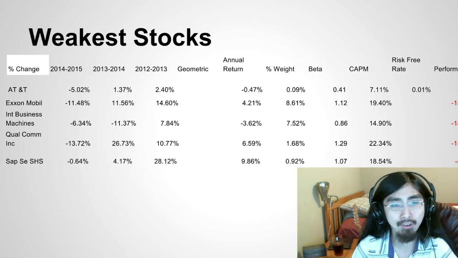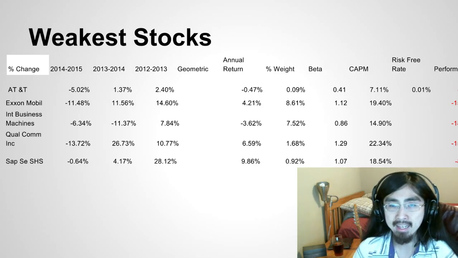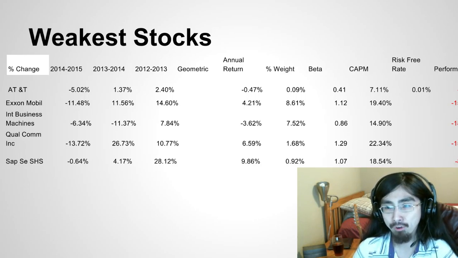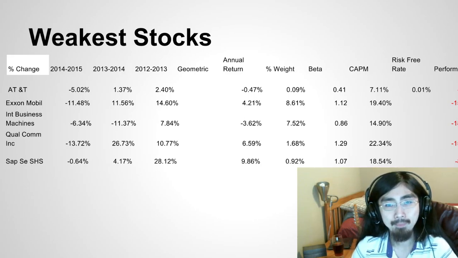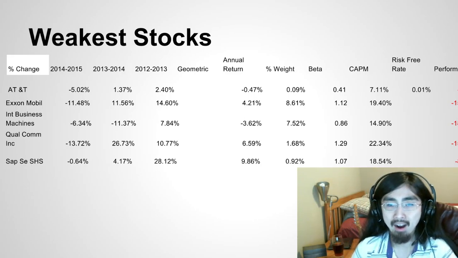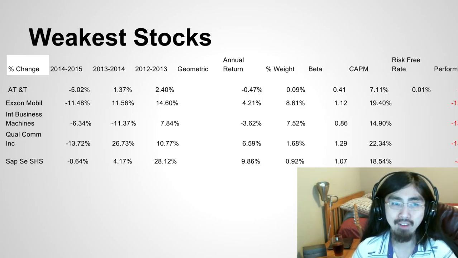And all 5 of these companies are very, very underperforming. For example, AT&T averaged negative 0.47% per year, and the compound required rate of return is 7.11%. So all 5 of these companies are making much lower return than their compound required rate of return. So I would recommend getting rid of all these 5 companies.